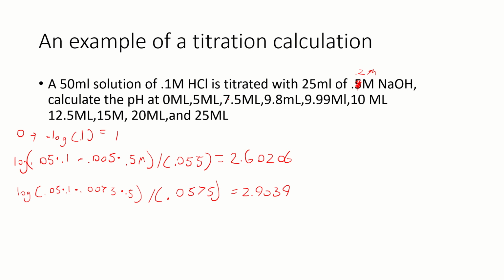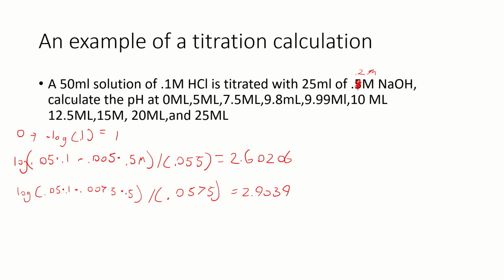You just take the negative log of 0.1 molar because that's the concentration of your acid. And then for the rest of these, you do something a little different. You have to subtract your moles, not your molarity, of sodium hydroxide from your HCl, and then convert it to molarity to get your pH. So what do I mean by that? Let's start from the very beginning.